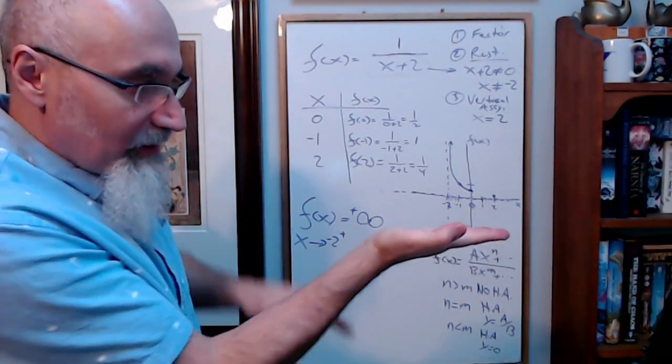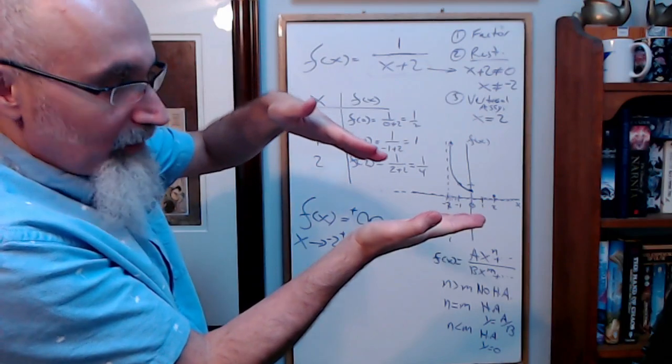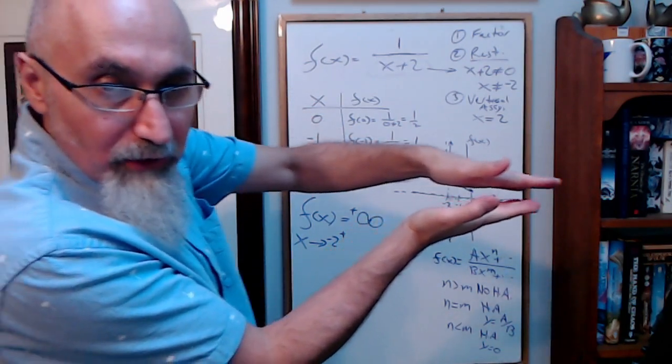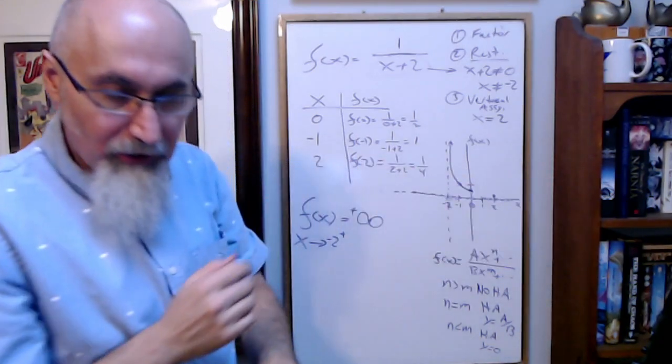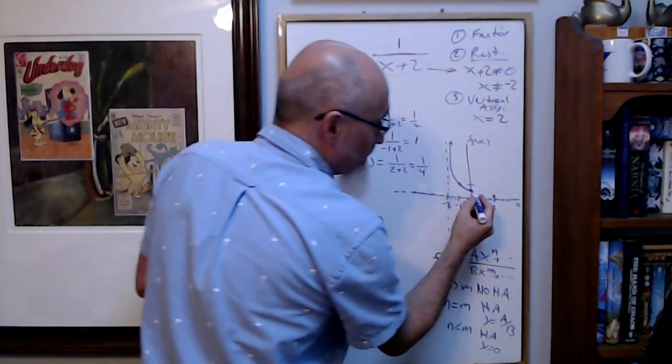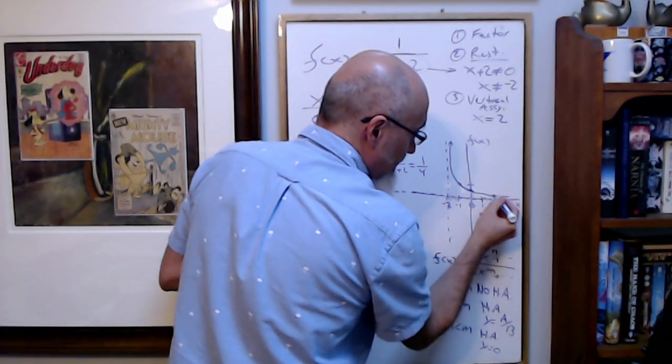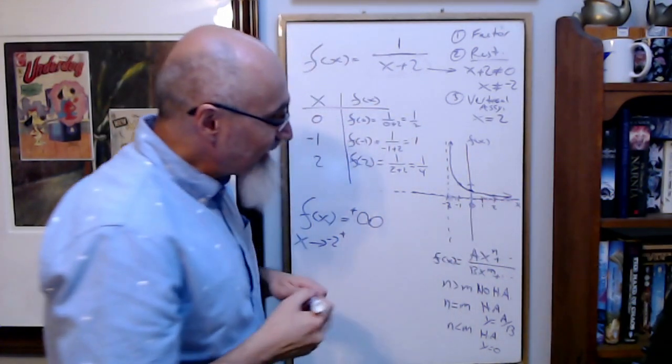So if this is a horizontal asymptote and we're coming down to this, this thing keeps on pushing up, pushing up, pushing up. It'll get closer and closer to this asymptote, but it'll never touch it, right? So what this means is this function goes like this. Why does it do that?